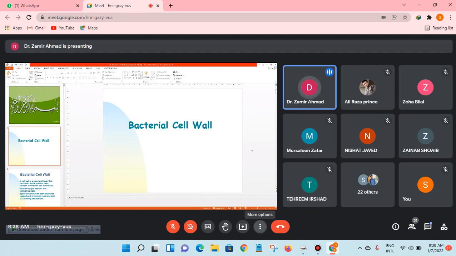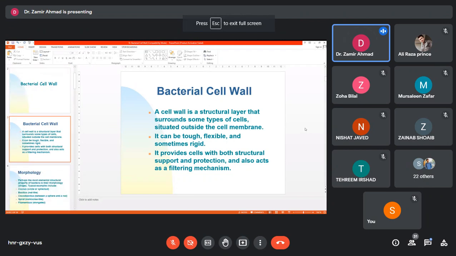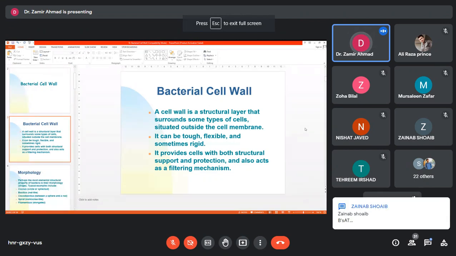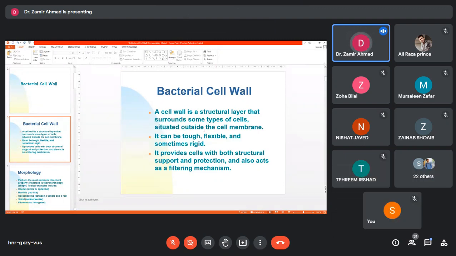Today we will be discussing the bacterial cell wall. As you know, the cell wall is a structural layer which surrounds some types of cells, and it is present outside the cell membrane. As it is present outside the cell membrane, it is tough, flexible, and sometimes rigid because it has to provide protection against environmental insults.